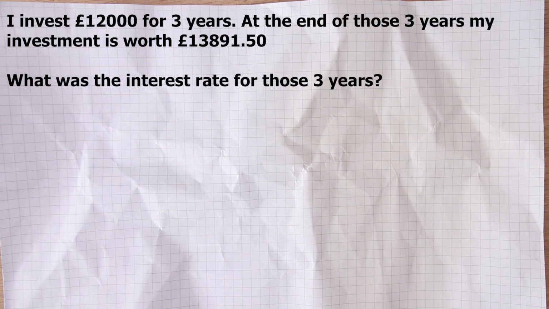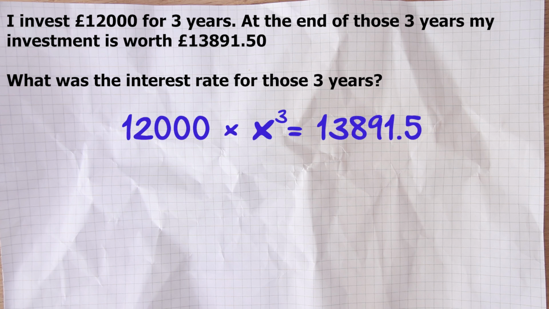So we remind ourselves of how we would calculate this using a multiplier. So what we would have done would have been 12,000 times something cubed, because it was 3 years, and the answer that would give us is 13,891.5. So now we've got an equation that we just need to solve. I'm using x to describe that multiplier.